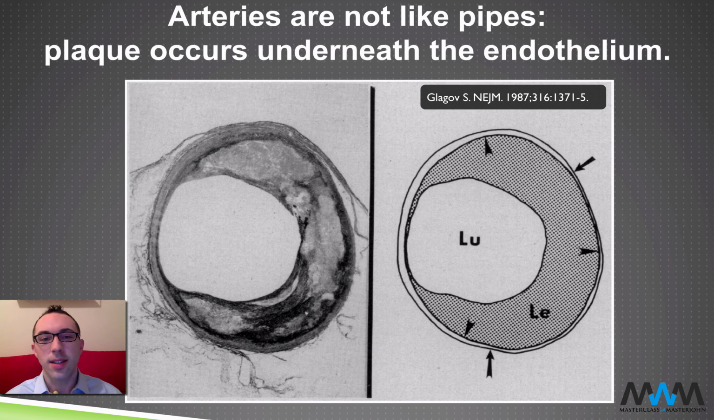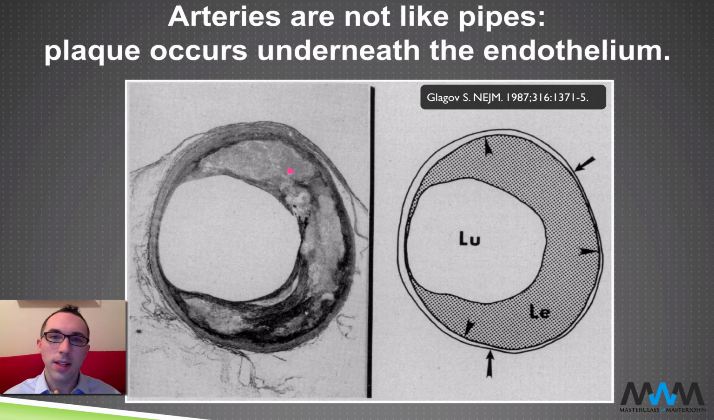The next reason that arteries are nothing like pipes is because the way they clog is nothing like the way a pipe clogs. A pipe clogs from the stuff on the inside in the pipe lumen, so to speak, just settling on top of the wall of the pipe. In a blood vessel, this here is actually the endothelium. The plaque is accumulating behind the endothelium. That's inside the blood vessel wall.